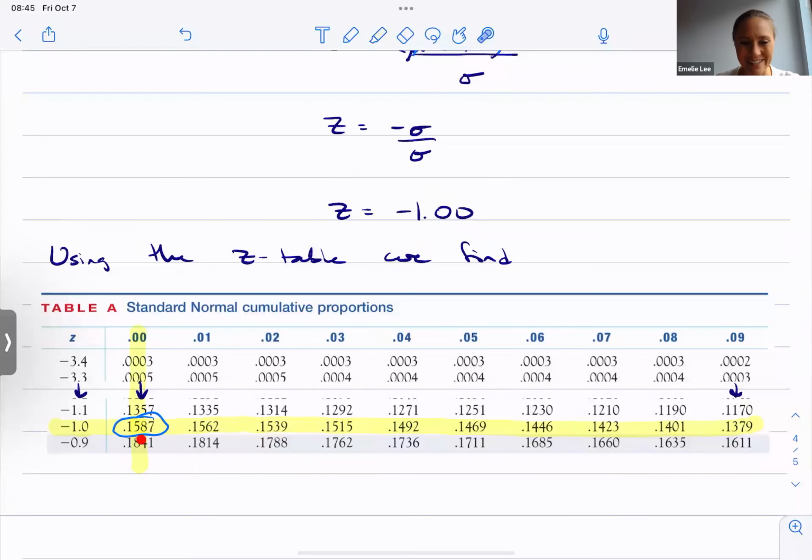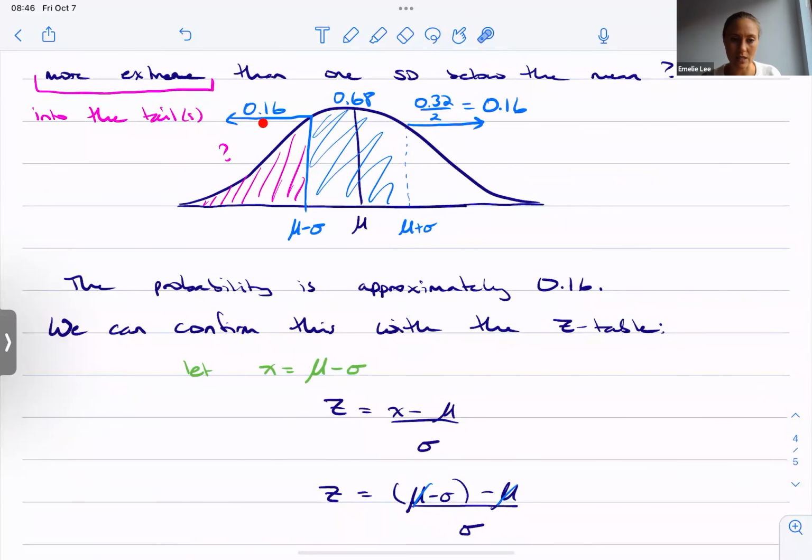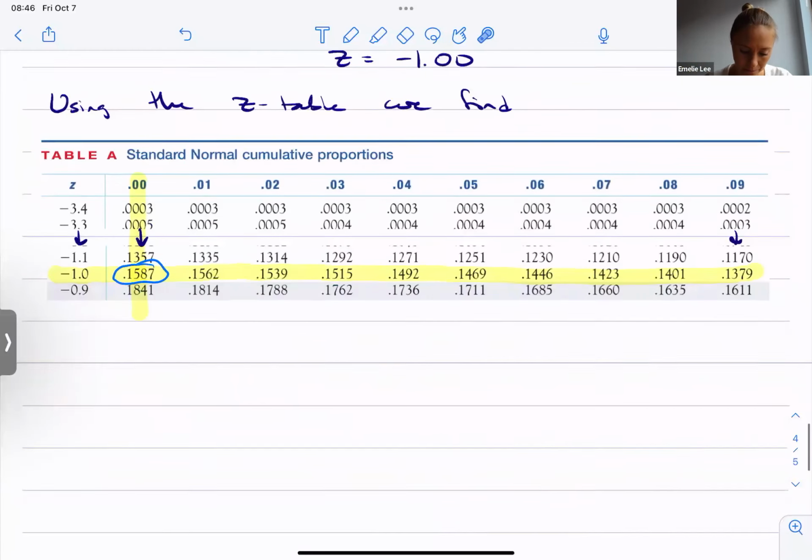So then the area to the left of Z equal to negative 1.00 is more precisely 0.1587, right? But if you think about it, that's pretty close to 0.16. And so that's why this 0.16 is an approximation. It's not quite as precise as we could get, but if you're just looking for a rule of thumb, then the 68, 95, 99.7 rule is going to serve you well. It's going to give you a good idea of what those probabilities are.